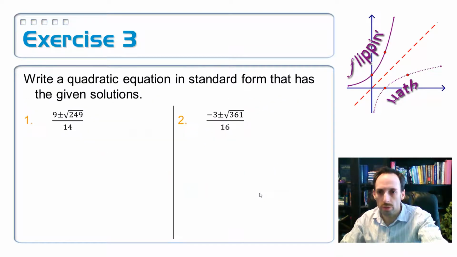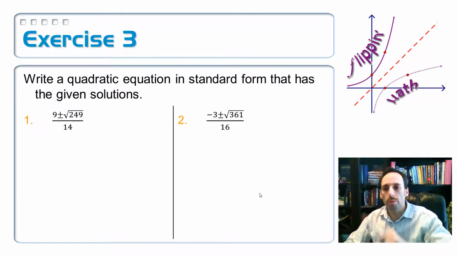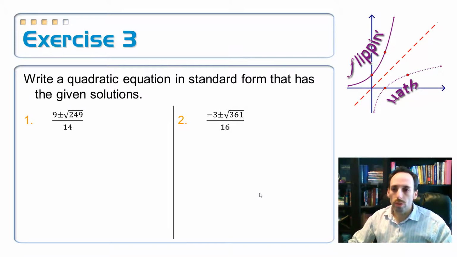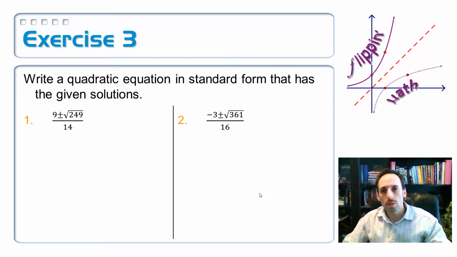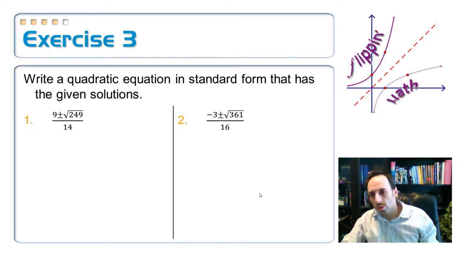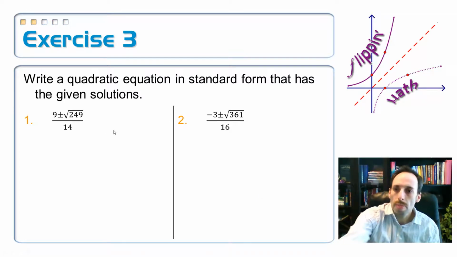Let's try something else. So here we're going to work backwards. I have the solutions 9 plus or minus the square root of 249, all divided by 14. I want to know what was the quadratic equation that gave me those two answers. Okay, so there's two ways really to do this. You could set this equal to x and then work backwards. However, at the end of that you're going to have to simplify a whole bunch. So let's instead just look at it like this.